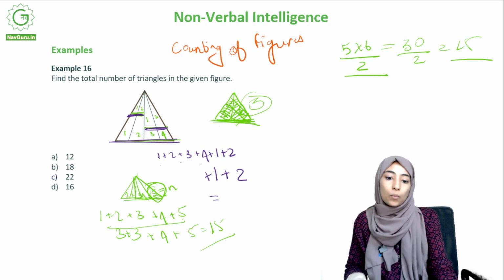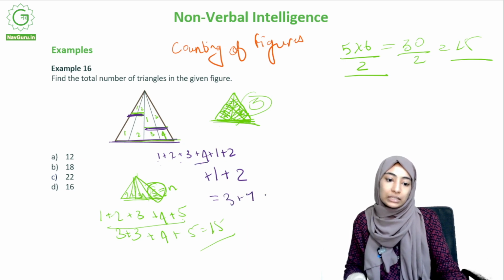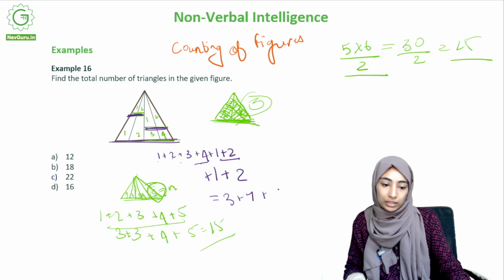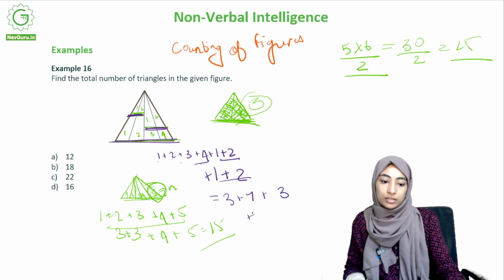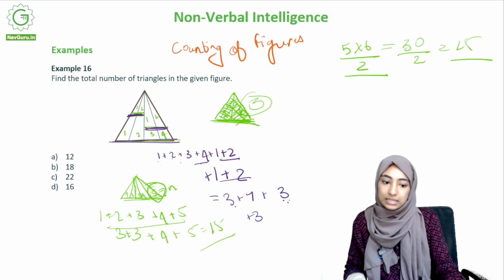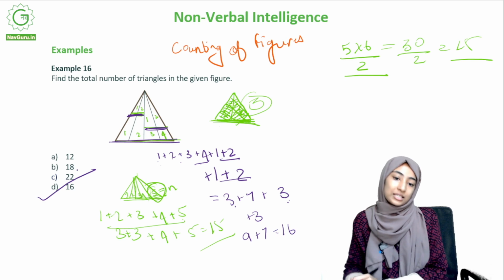What is the answer? 1 plus 2 is 3. 3 plus 4 is 7. 1 plus 2 here is 3. 1 plus 2 is 3 again. 3 plus 3 is 6. 6 plus 3 is 9. 9 plus 7 is 16. Your answer is 16. That's how you get the answer.